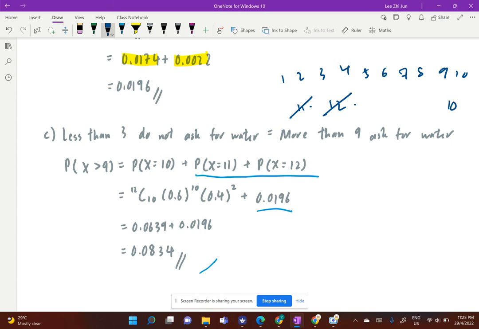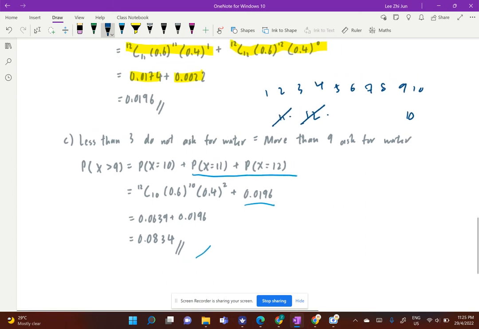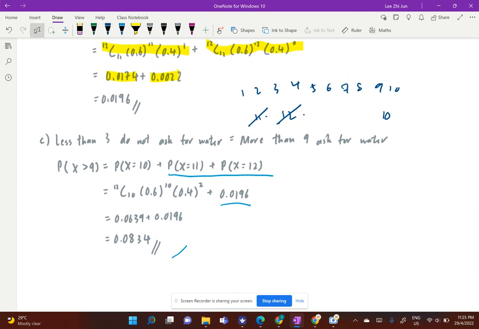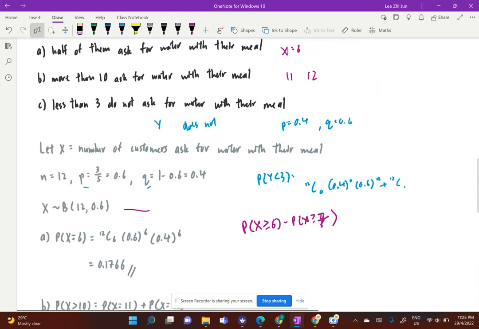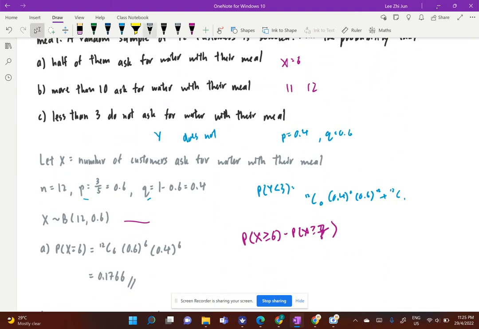If your brain can turn, you can know. If you still feel confused, you just use my method just now. So no longer use X as the event, use Y as the event instead, and you reverse the probability of p and q. So p will be 0.4, q equals 0.6.